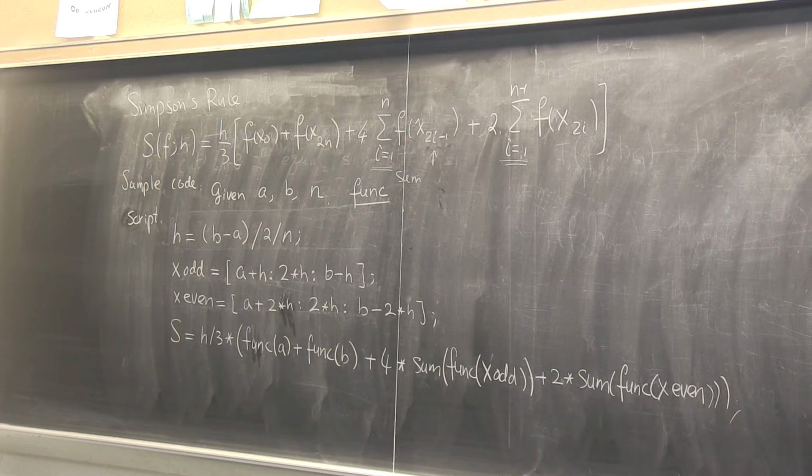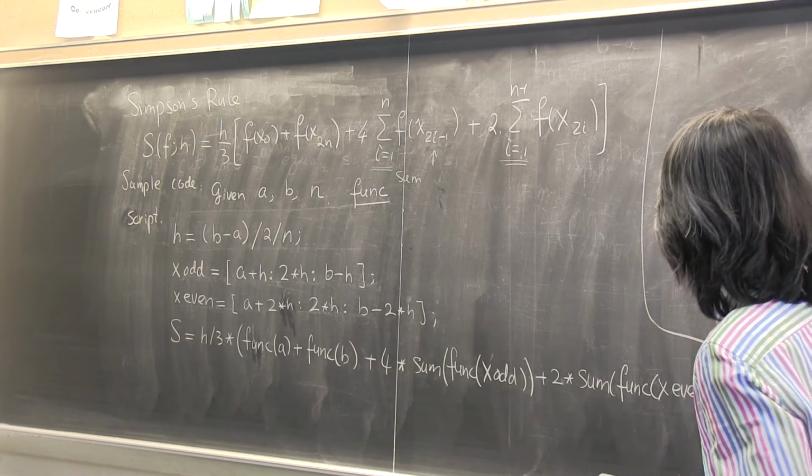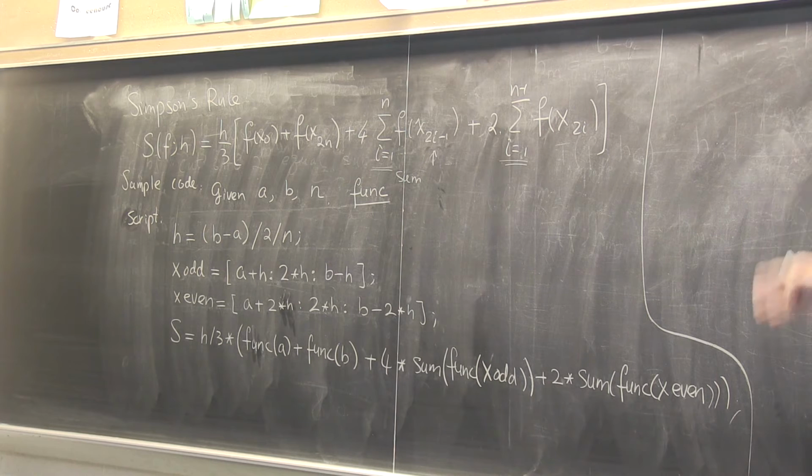Okay, semicolon, so you don't want all those displays. And that's it. Is that okay? So that's what you need for your homework problem. There is a programming problem for the Simpson's rule, and the code is just here. You can just use it. I have no objection. Okay?